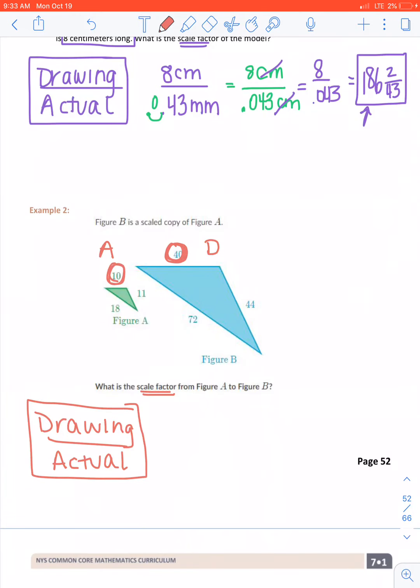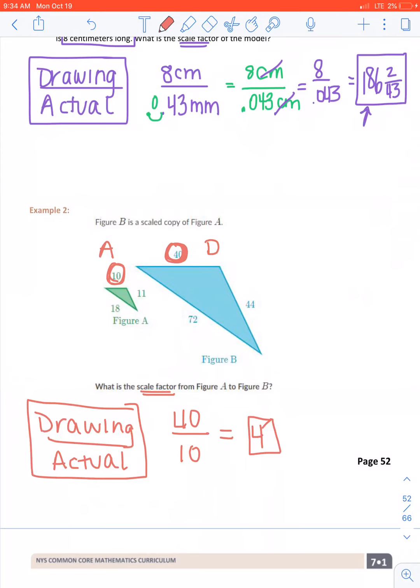I'm going to circle the 2 numbers on the top. So in the drawing, that top number is 40. In the first figure, the actual object, the top number is 10. Now there's no units on that, which is nice because I don't have to change anything. And I just have to divide. 40 divided by 10 is 4. So my scale factor is 4.